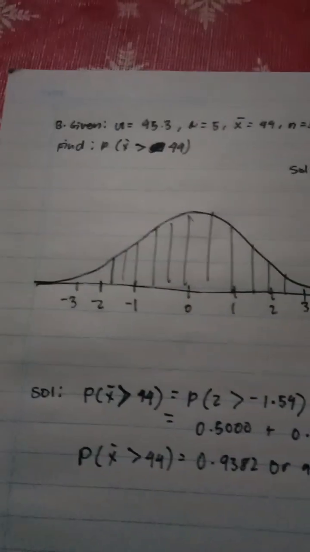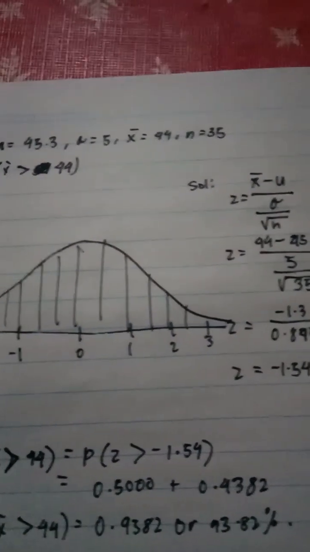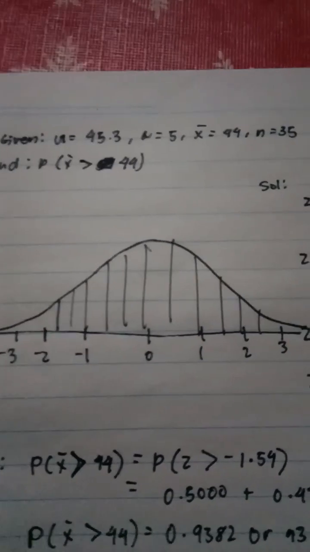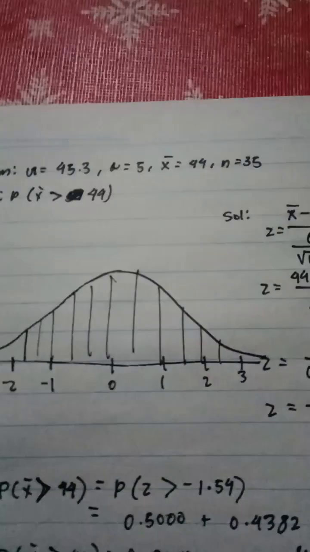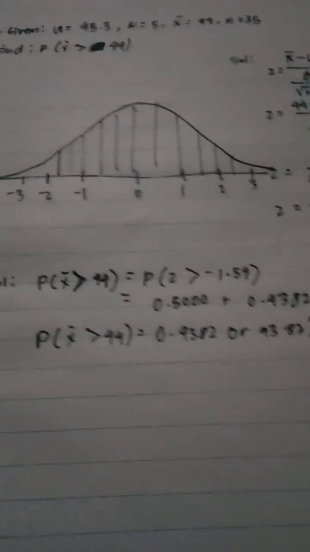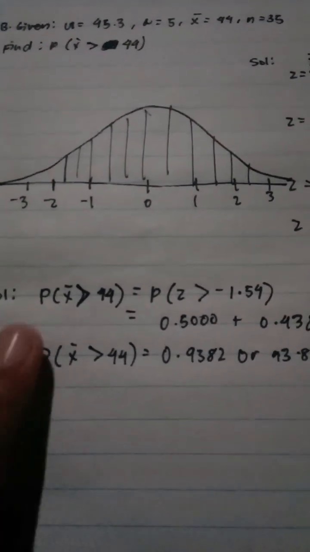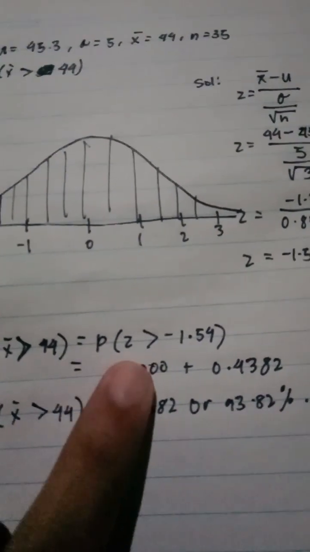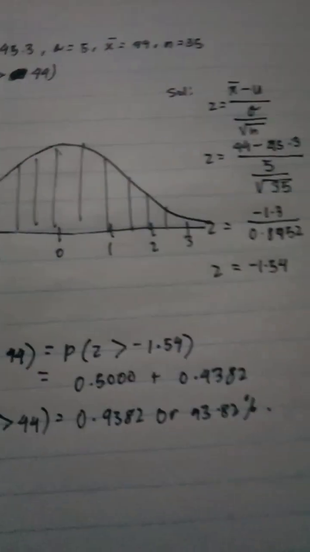And this is what it's going to look like in the normal curve. The graph shows how the students will take the post-test, and then we're going to solve the area of this part. So this is going to be our solution: probability x is greater than 44 equals probability z greater than negative 1.54.